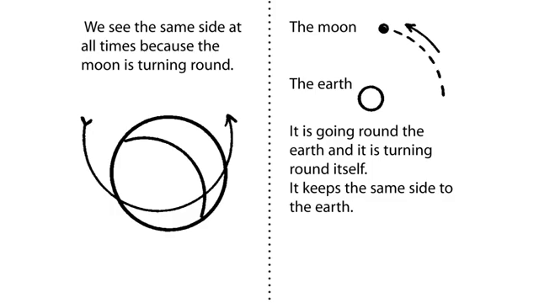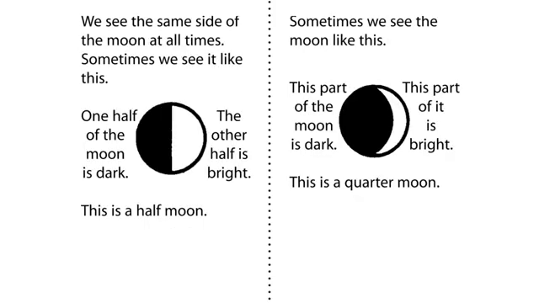The moon, the earth. It is going round the earth and it is turning round itself. It keeps the same side to the earth. We see the same side of the moon at all times. Sometimes we see it like this. One half of the moon is dark. The other half is bright. This is a half moon.